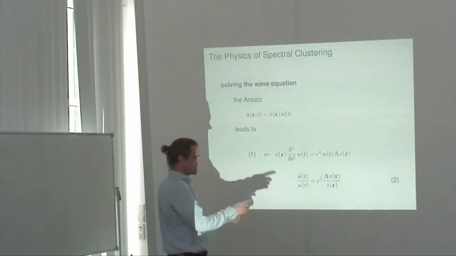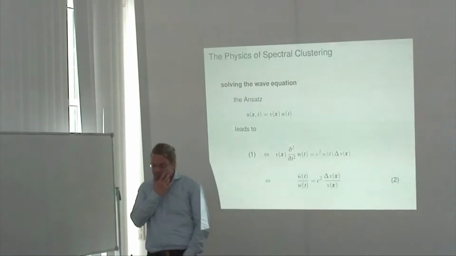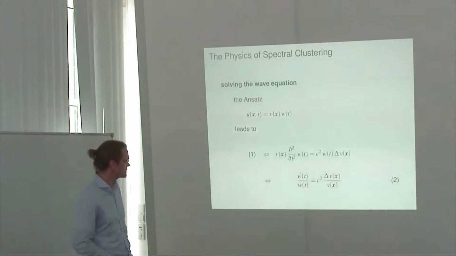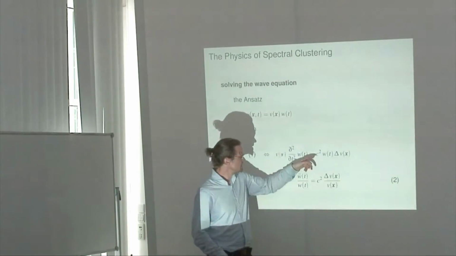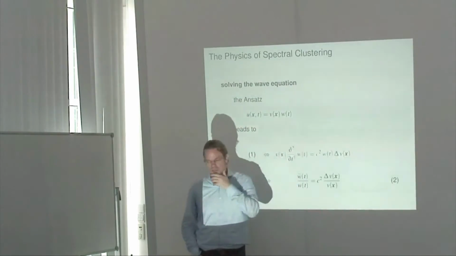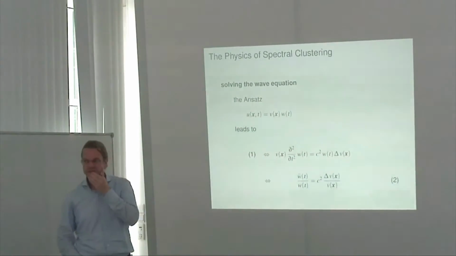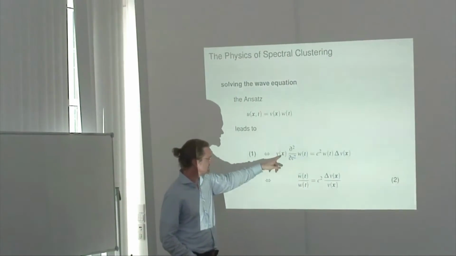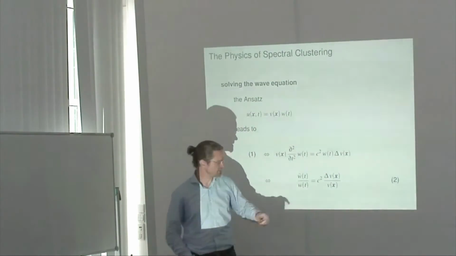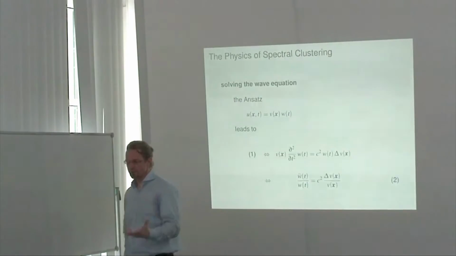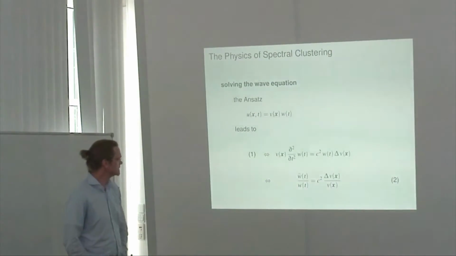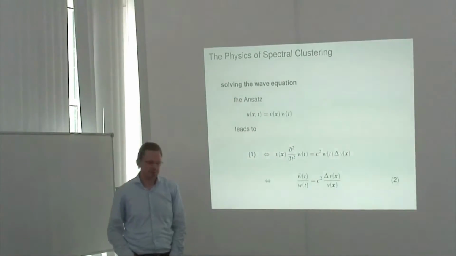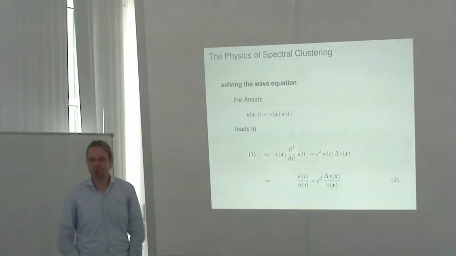v of x is a constant with respect to time. On the right hand side, it's the other way around. We have c squared times w of t. w of t is not a function of space, it is a constant with respect to computing the Laplace operator. So we have c squared w of t times Laplace v of x. Then we divide both sides by v of x and by w of t. We therefore find w dot dot of t over w of t equals c squared times Laplace of v over v.